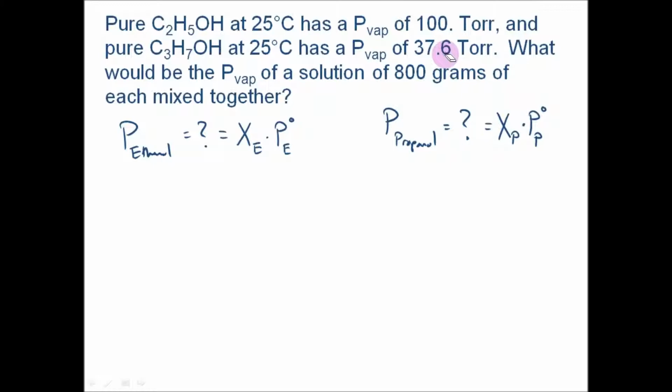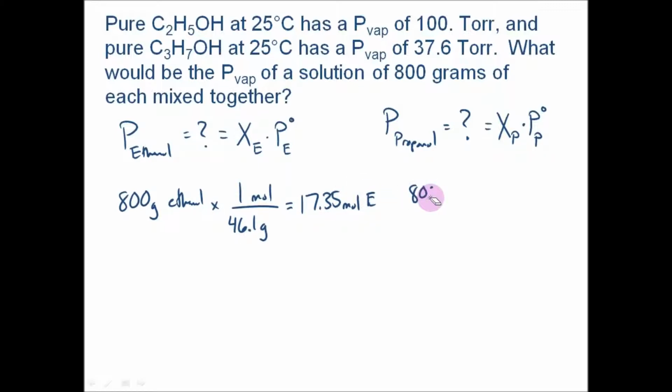Remember, mole fraction is moles of component divided by total moles of solution. So we need to find moles. How do we find moles? We're given 800 grams of each. And so we're going to take these gram values and convert them to moles. If I have 800 grams of the ethanol, then I'm going to change that to moles by dividing by its molar mass. I just so happen to have the molar mass of ethanol here that I've already calculated. It's 2 carbons, 5 hydrogens, an oxygen, and another hydrogen. That's 46.1. And we're going to plug that into our calculators. 800 divided by 46.1. We're going to find that 17.35 moles of ethanol.